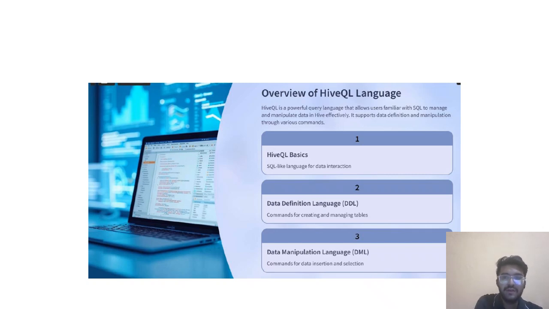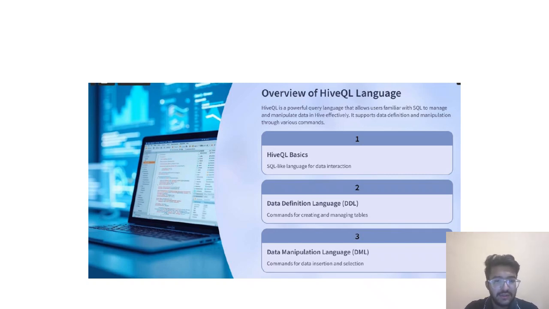overview of HiveQL language. HiveQL is a powerful query language that allows users familiar with SQL to manage and manipulate data in Hive effectively. It supports data definition and manipulation through various methods. First is HiveQL basics. HiveQL is a SQL-like language for data interaction. Second is data definition language. It means commands for creating and managing tables. Third is data manipulation language.